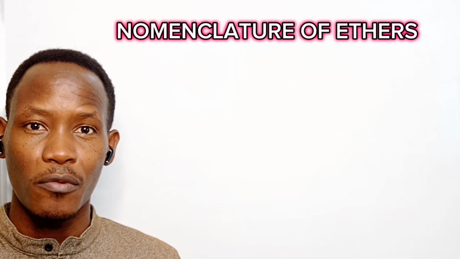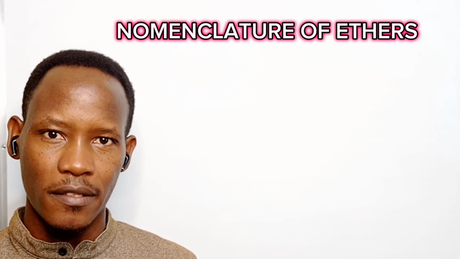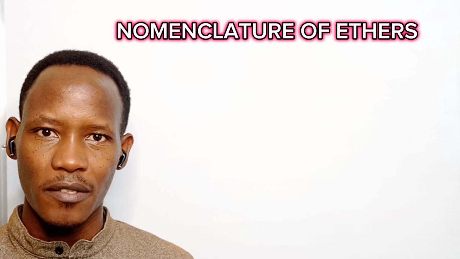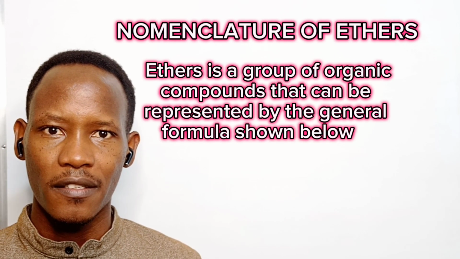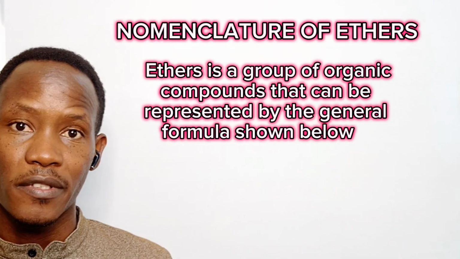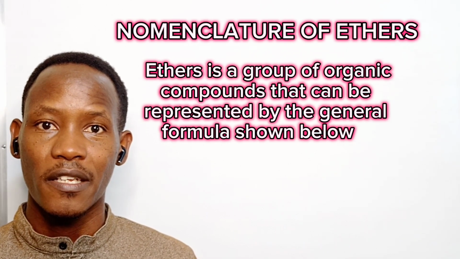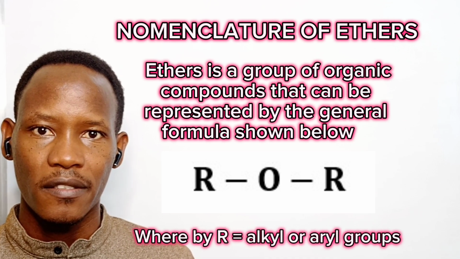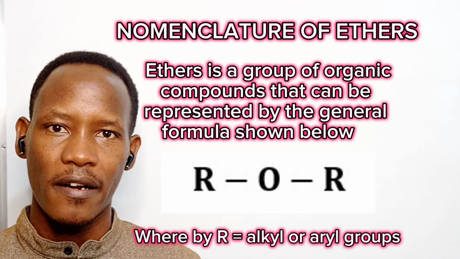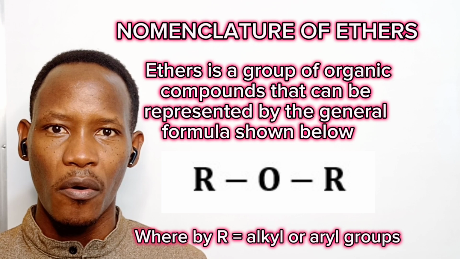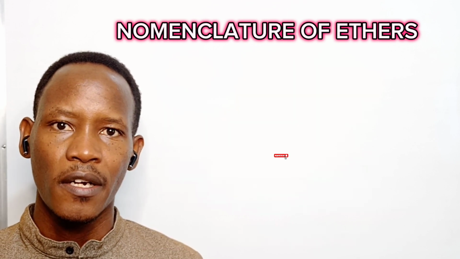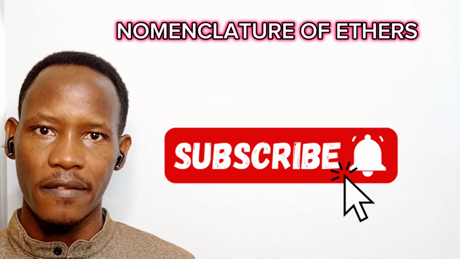Today, we look at the specific nomenclature of a group of compounds known as ethers. First things first, what are ethers? A simple explanation is that ethers are a family of organic compounds that can be represented by the general formula displayed beside here. Note that in the displayed general formula, R can stand for an alkyl group or an aryl group. Now, how do we name ethers?